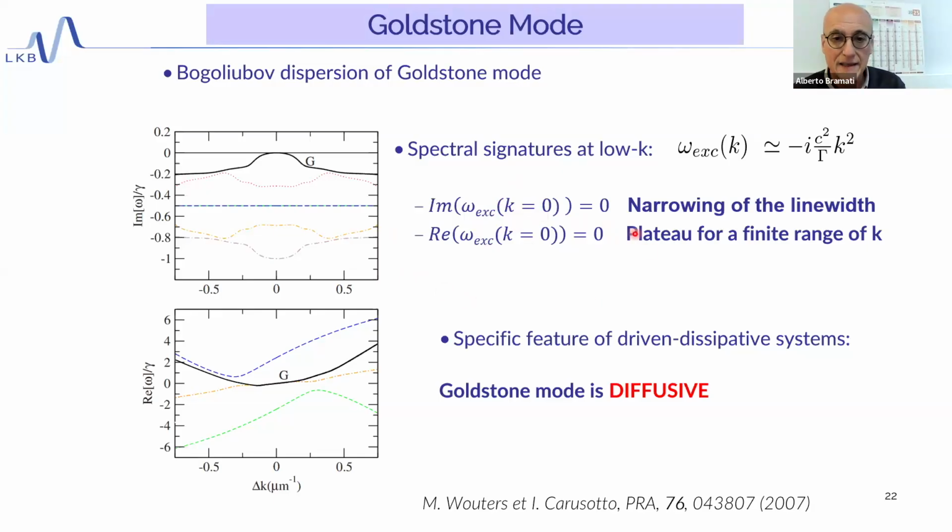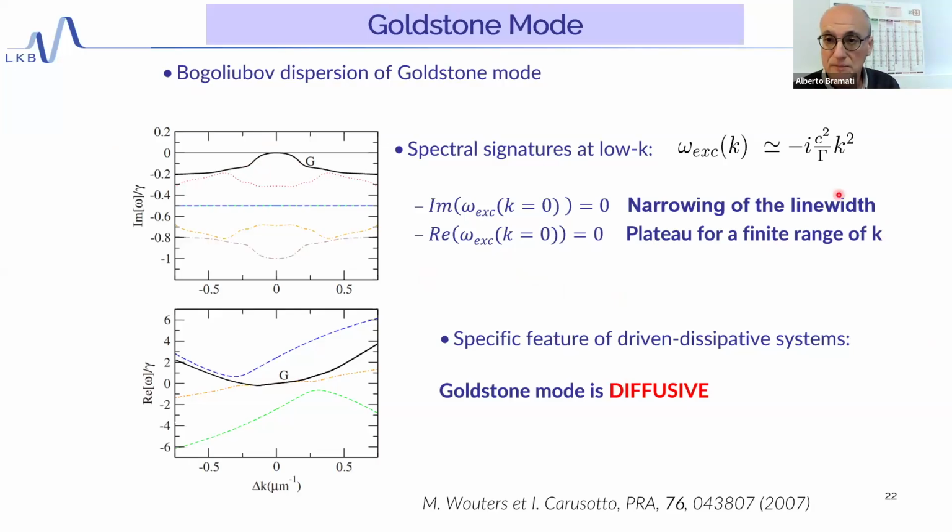And in the real part of the Bogoliubov dispersion, also the real part goes to 0 for k equals 0. And it exhibits the presence of a plateau for a finite range of wave vectors. So these are the two specific features of a Goldstone mode in a driven dissipative system. So the imaginary part goes to 0, so then we have a narrowing of the line, and we should observe the presence of this plateau.